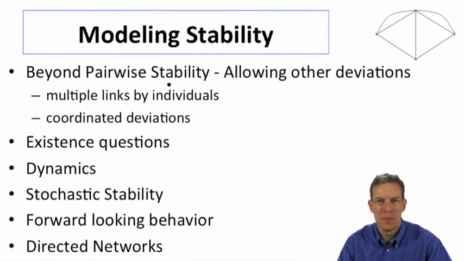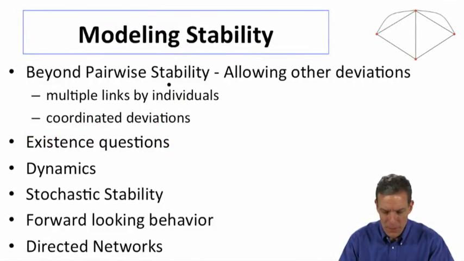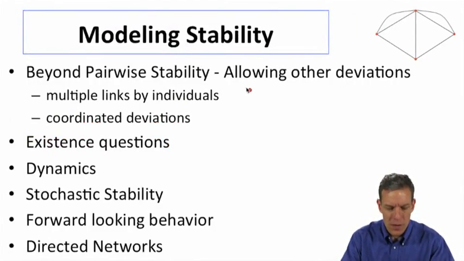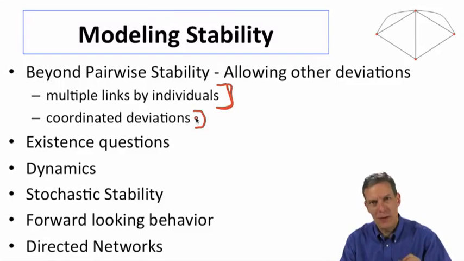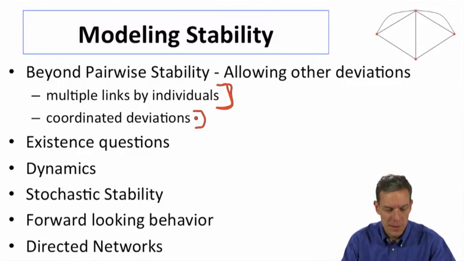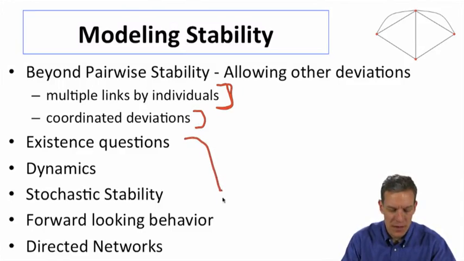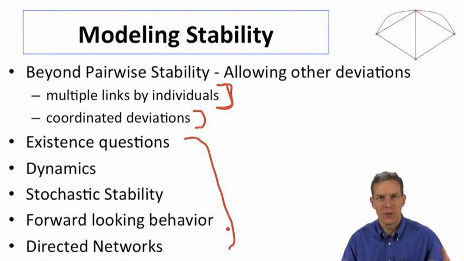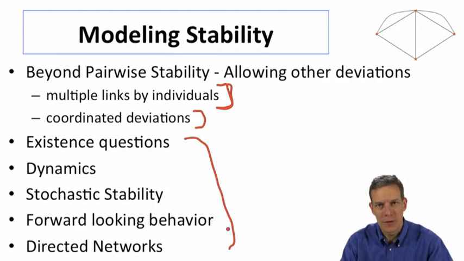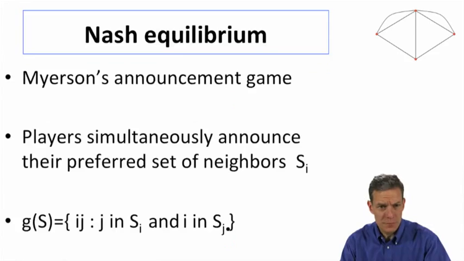In terms of going beyond pairwise stability, part of the idea here is that we want to allow individuals, for instance, to make multiple changes to links, not just one at a time. In pairwise stability, we allowed for 2 people to act. You could allow for many more people. There's a whole series of other questions that we can ask. We'll talk a little bit about some of these in coming videos: existence, dynamics, stochastic stability, forward-looking, directed. There's a lot of topics here and a fairly rich literature. I'm going to give you a peek at some of those.